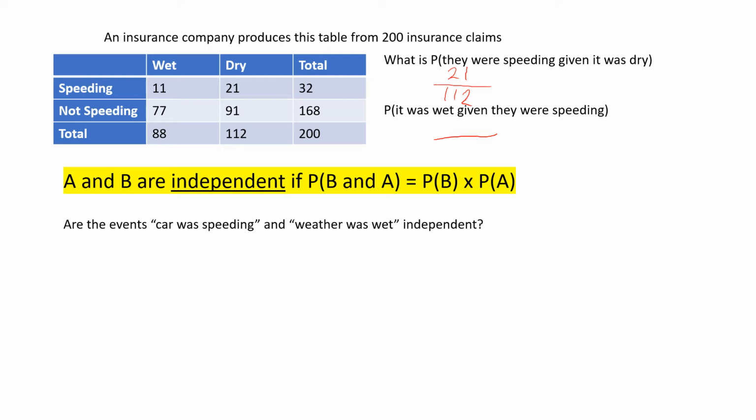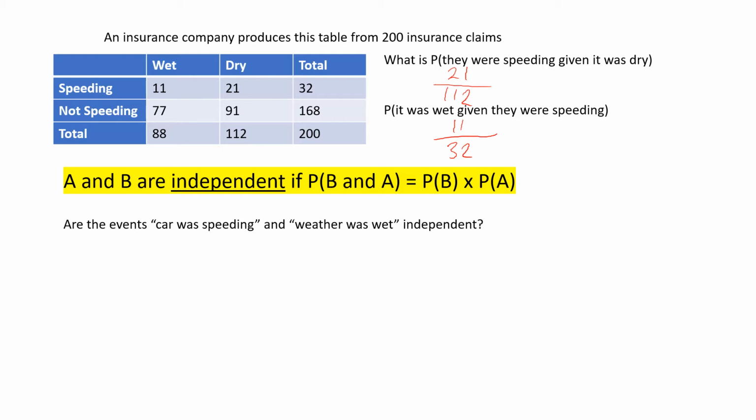Next up, we want to know the probability it was wet given someone was speeding. So how many people were speeding? 32. And how many of those days were wet? 11. 11 out of 32. So if you're told "given that", you just need to narrow it down to a certain amount of the situation. Okay, we're going to introduce one more definition here, which is independence, because this is something else you can be asked to test for.